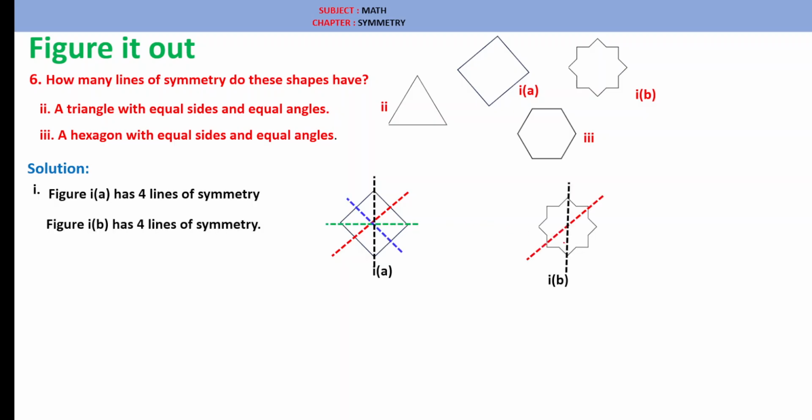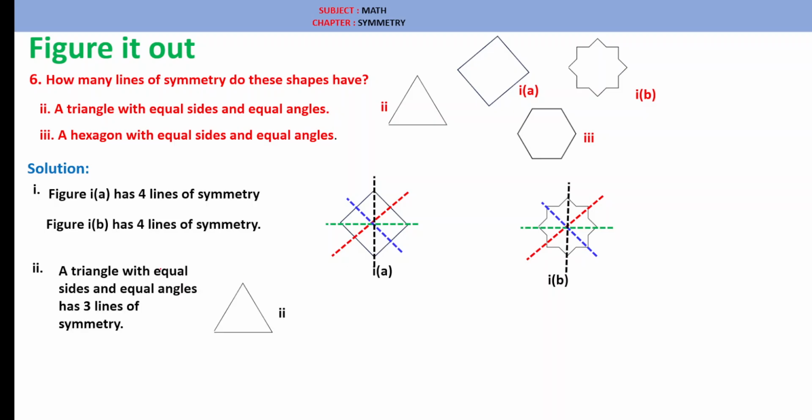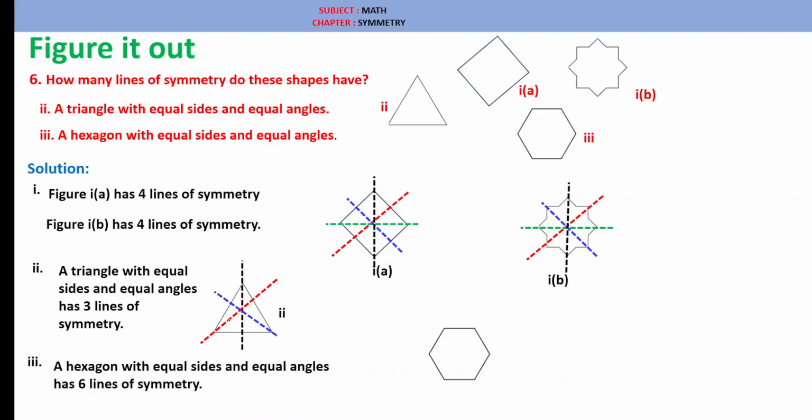1b has 4 lines of symmetry. Line 1, 2, 3, 4. Subsection 2, a triangle with equal sides has equal angles and this has 3 lines of symmetry. 1 line, 2 lines, 3 lines. A hexagon has 6 lines of symmetry as shown in the figure. Line 1, line 2, line 3, line 4, line 5, line 6.